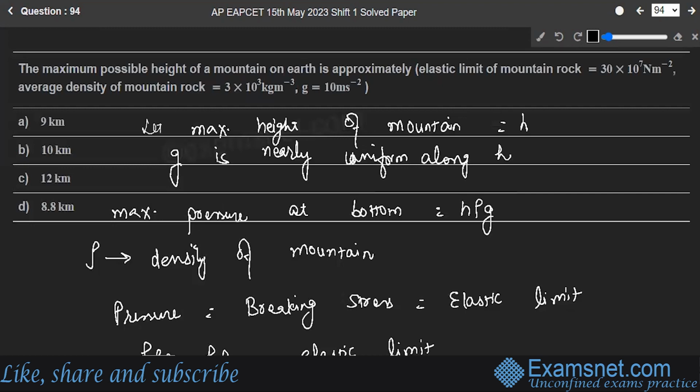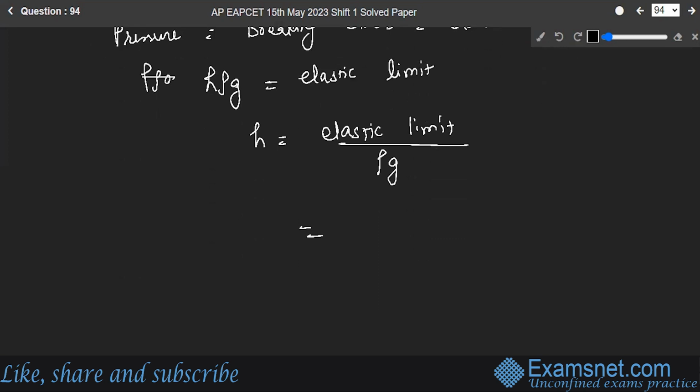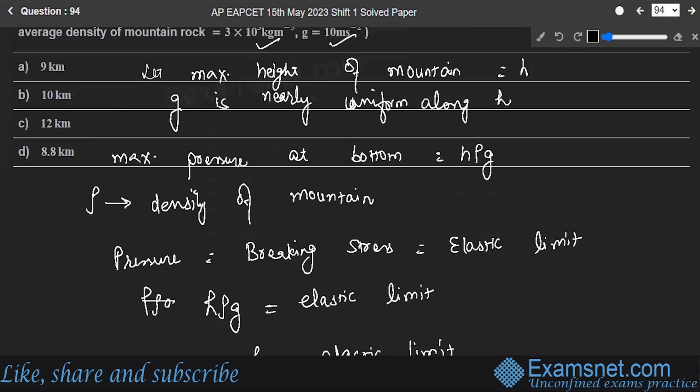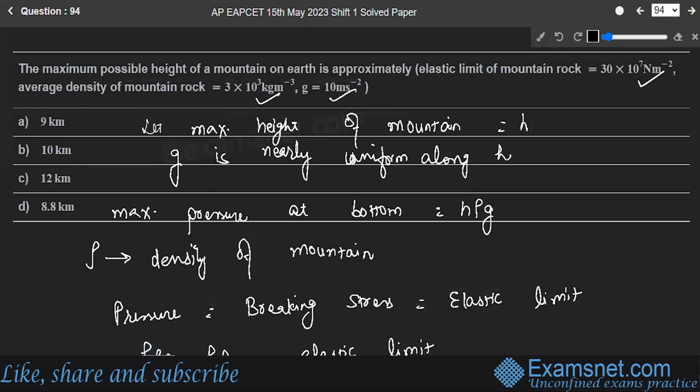The elastic limit is this, the average density is this, and g is this. Just fill in the formula. So this is equal to 30 into 10 power 7 upon 3 into 10 power 3 into 10. You have these cancellations, so the answer is 10 raised to power 4 meters. So the maximum height of the mountain is 10 raised to power 4 meters.